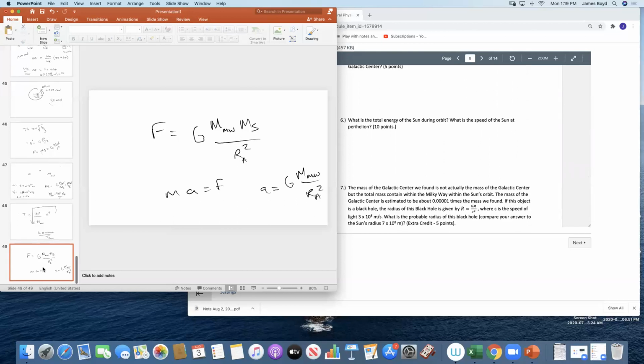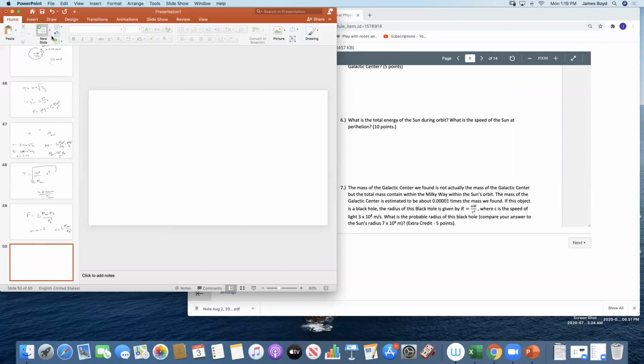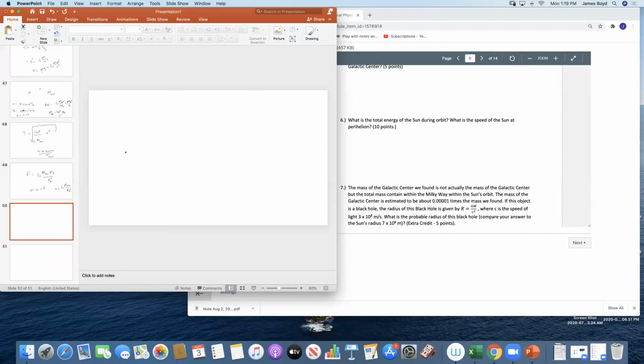The total energy at any point for the sun is, again, the kinetic energy plus the potential energy, which you can find from GMM, Milky Way and Sun, over 2RA minus GMM over RA. Just compute that and you get it.